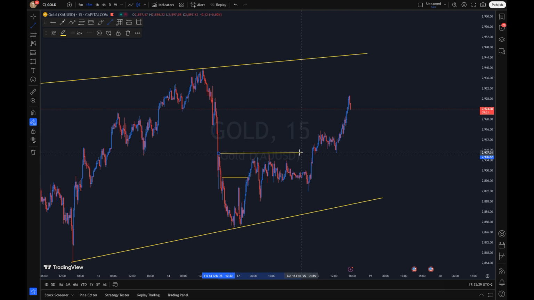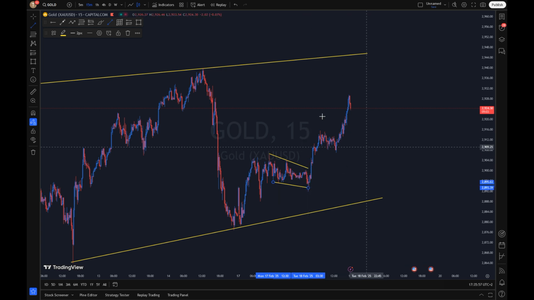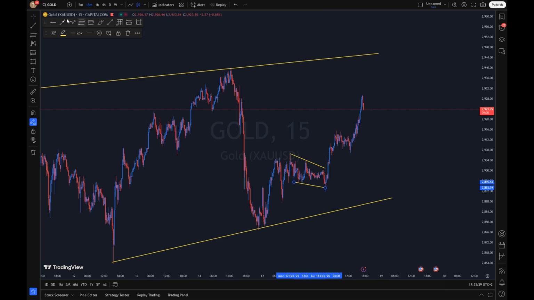So what I did guys, I just identified the structure, but I didn't take the structure guys, because I started to trade on the London session. You got it? So the structure formed on the Asian session guys, so I didn't trade that structure. But it's a good structure guys, it's a good structure.